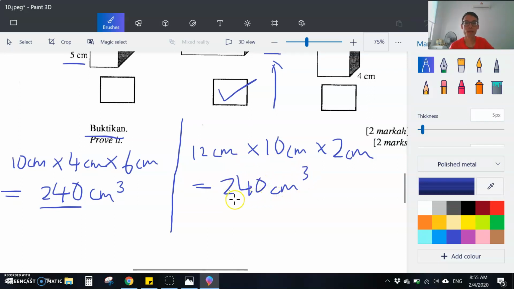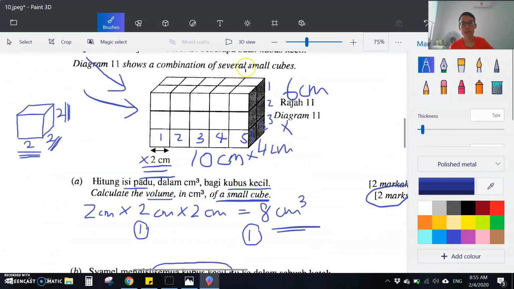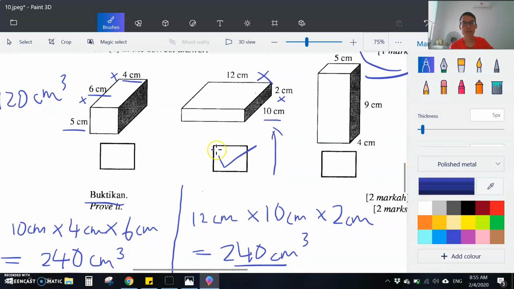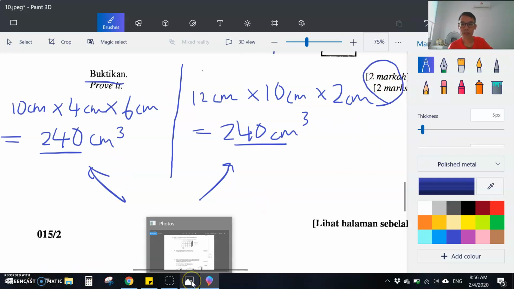So you just have to prove that both volumes are the same. Then you can put all the small cubes here. Boleh letak semua kubus kecil ni ke dalam ini. Sebab isi padu dia sama. Size dia sama. Barulah boleh muat. Okay, so you show your calculation, you get 2 marks.